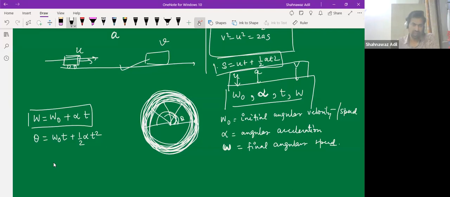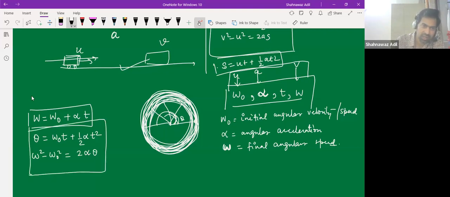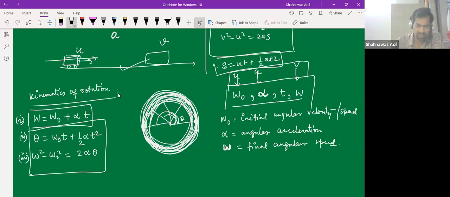Similarly, the final thing: omega square minus omega naught square, that would be two alpha theta. Okay, so this is the kinematics. These three equations are the kinematics of a rotating object. Is that clear, everyone?